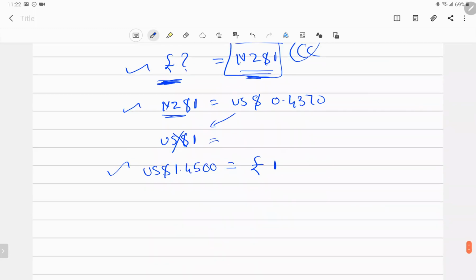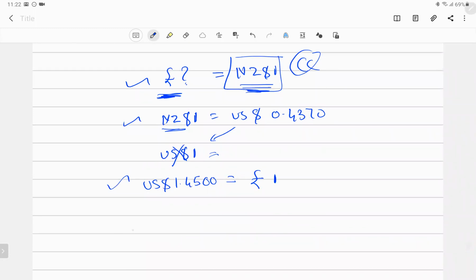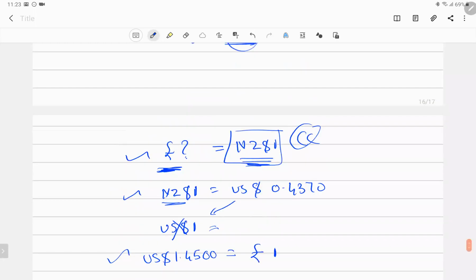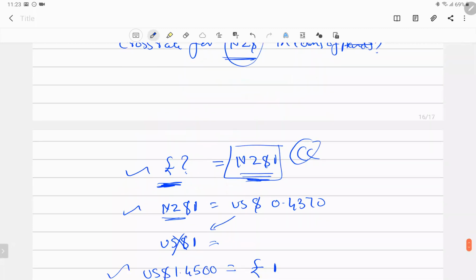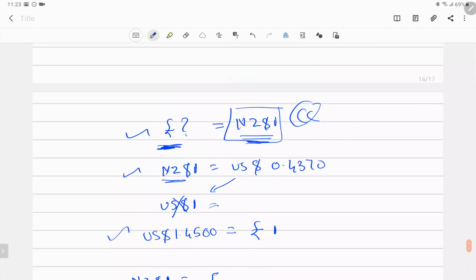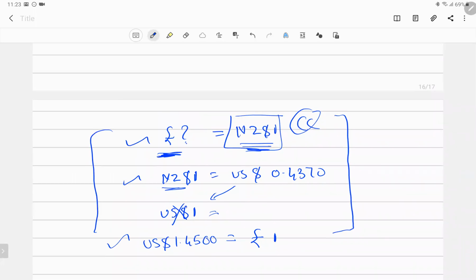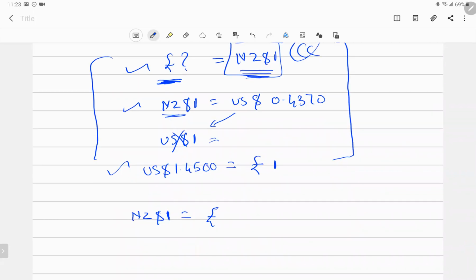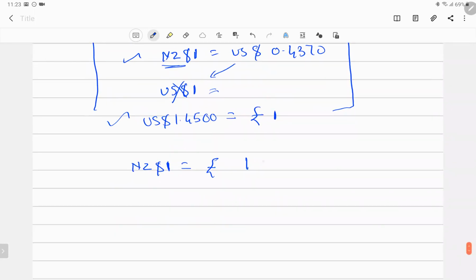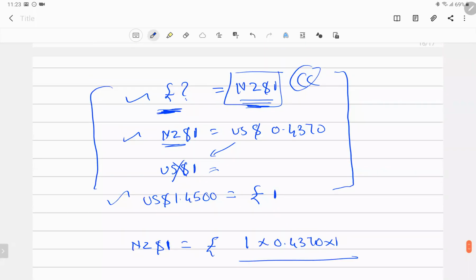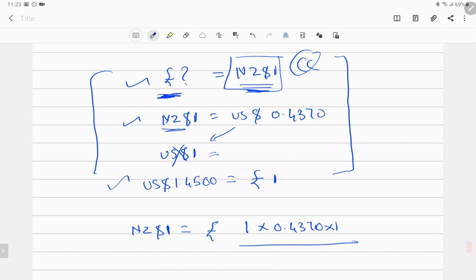Now what do we actually require? We require the New Zealand dollar. So first you write the New Zealand dollar equal to what we require in terms of pounds, and you write the pound symbol. Whatever is on the right hand side, you multiply; whatever is on the left hand side, you divide. So in the numerator, 1 into 0.4370 into 1, divided by what is on the left hand side: 1 into 1 into 1.4500.